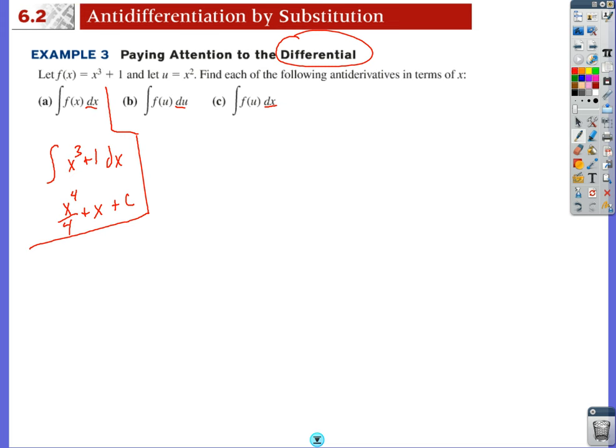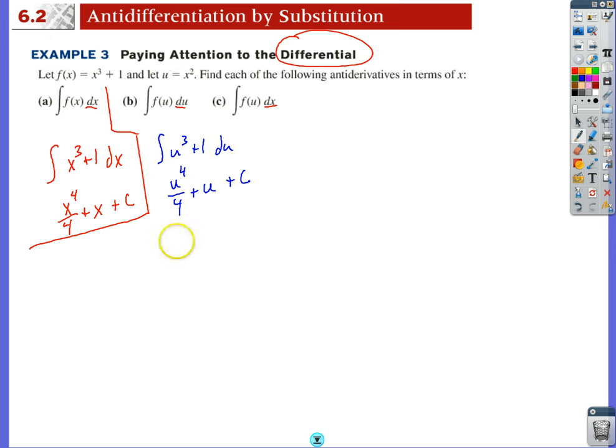But what about part B? All right, so f of u. So now I take u and input it into there, into f. So now I have the integral of u cubed plus 1 du. And does my differential match up to my integrand? Yes. So again, I take the antiderivative the same way, u to the fourth over 4 plus a u plus a c. But now I also want to put this back in terms of x because they tell me that u is equal to x squared.